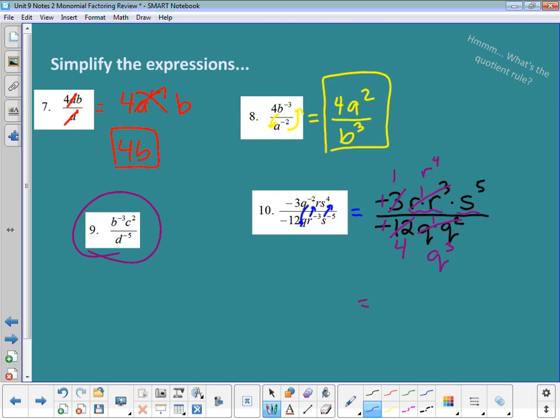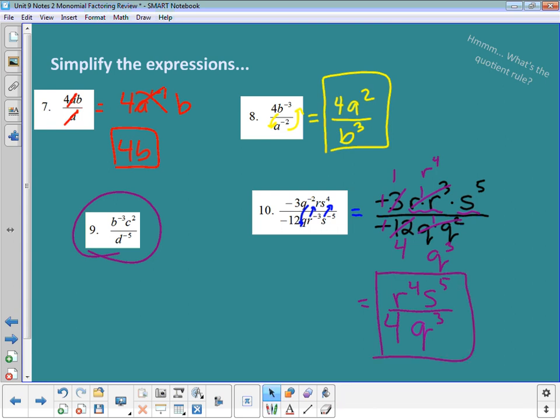So let's put it all together. I have R to the fourth times S to the fifth on top. On the bottom, I have a 4 coefficient Q to the positive third. I've simplified everything that I can simplify. There's no more negative exponents, and that's my final answer.